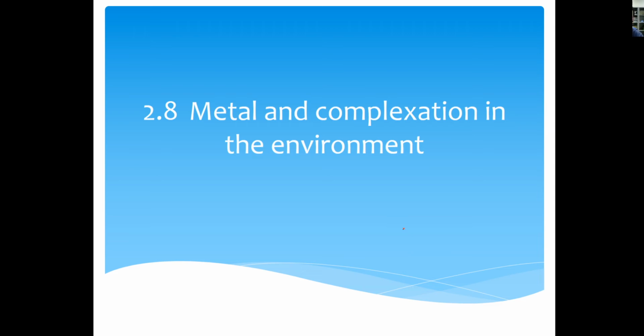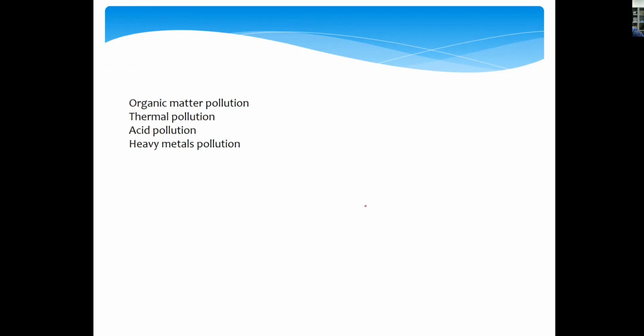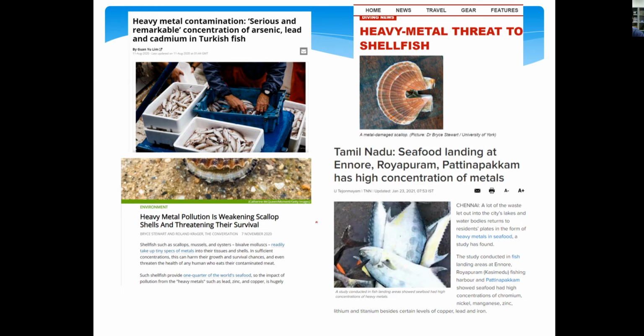Okay, so we have come to the last topic, which is metal and complexation in the environment. So far, we have gone through organic matter pollution, thermal pollution, acid pollution, and this would be the last part, heavy metal pollution. You can try to Google what is heavy metal pollution. I believe you're going to get a lot of news saying that the seafood is actually contaminated with heavy metal. So it has become a very serious and visible environmental contamination or pollution.